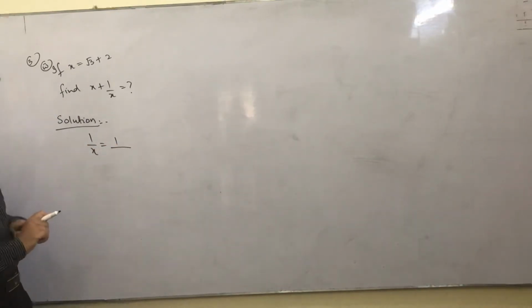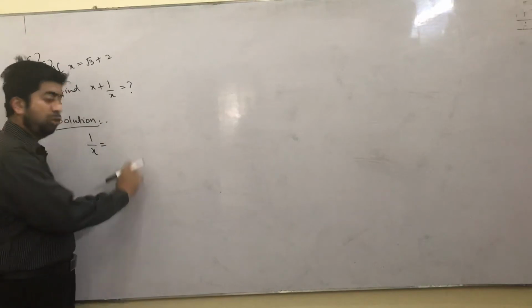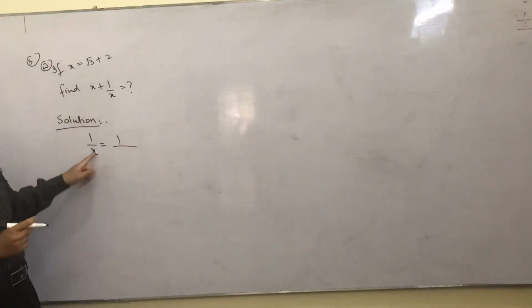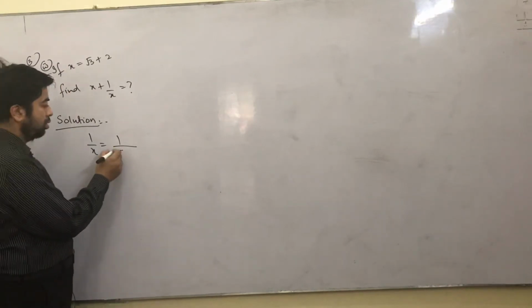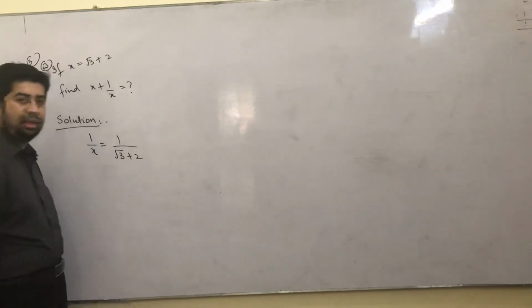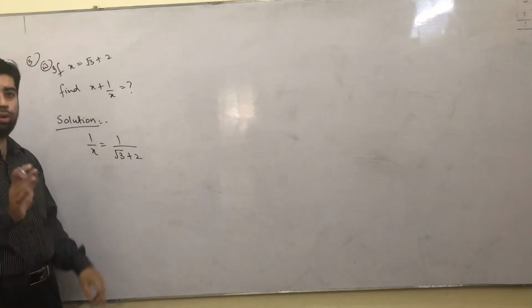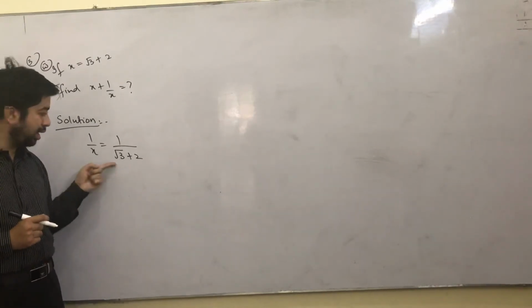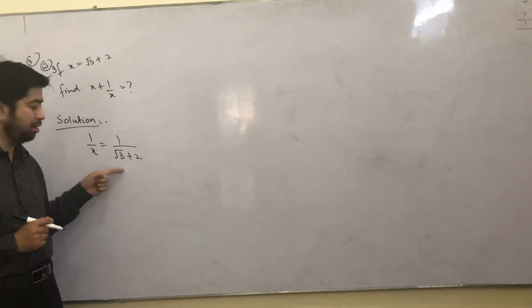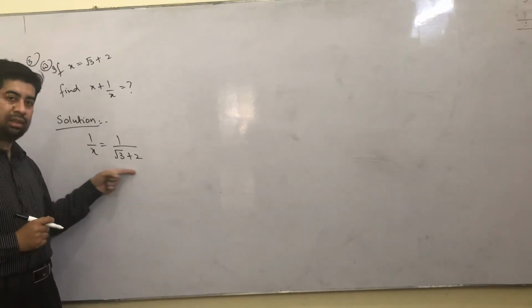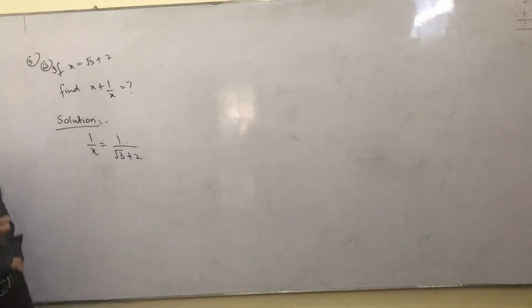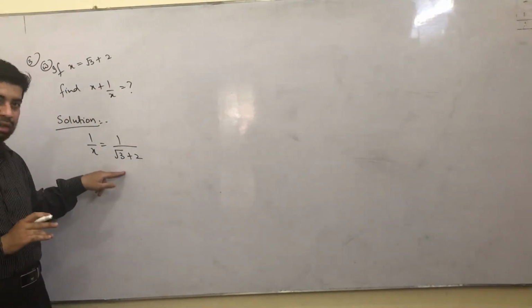Similarly, just like the previous part, 1 over x, the value of x you already have, square root 3 plus 2. Is this situation acceptable? No. Just because of that, its denominator part is irrational. You got it? This denominator part is irrational. So what we have to do, think about it. Yes, we just have to make this part rational.